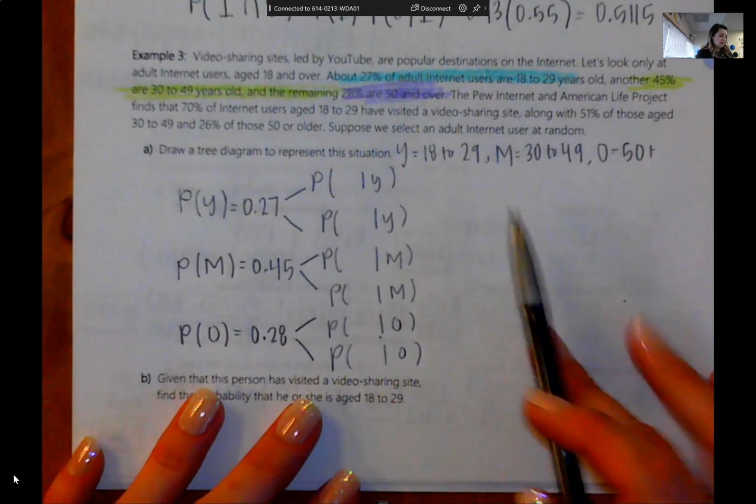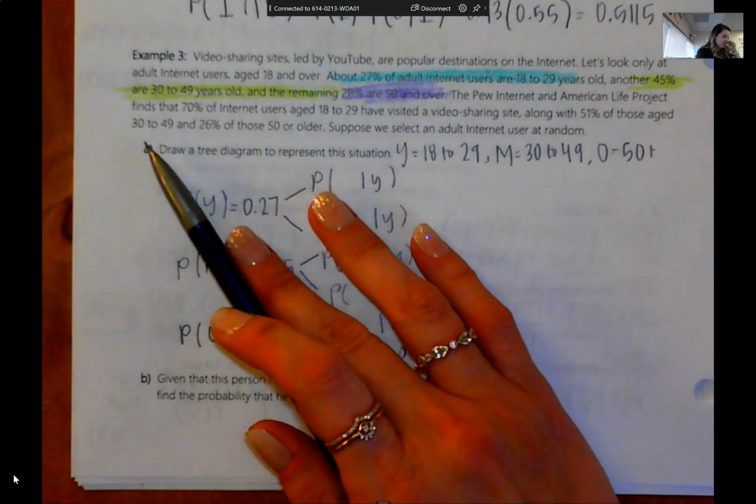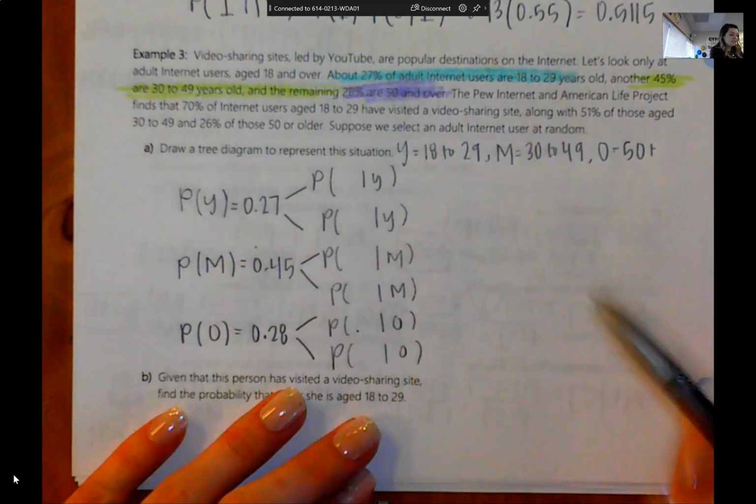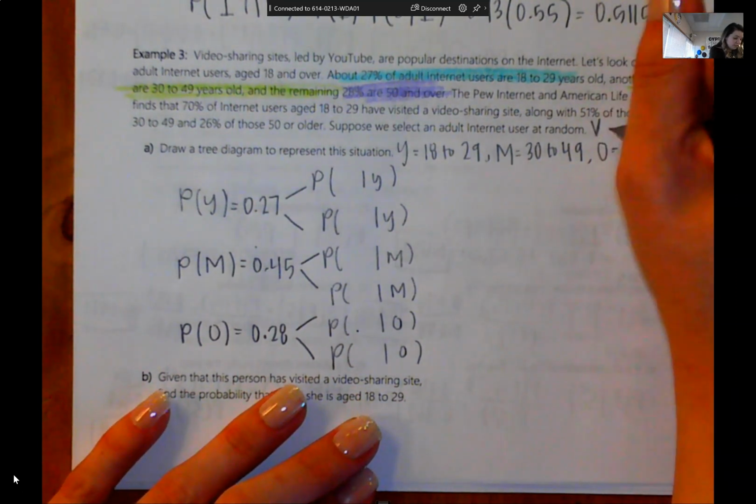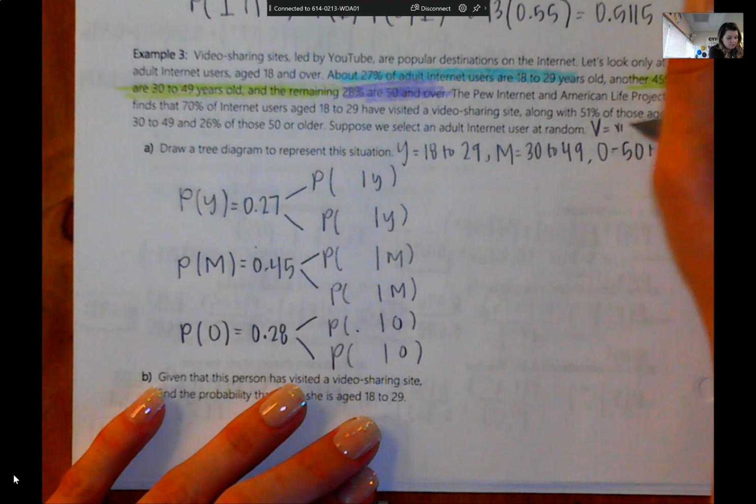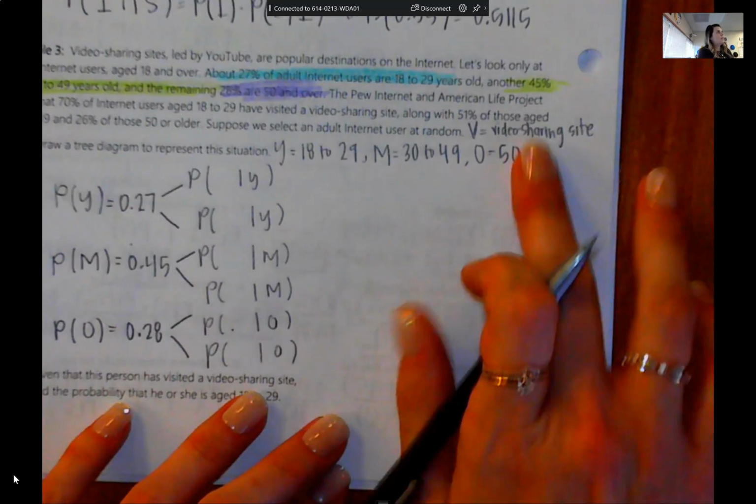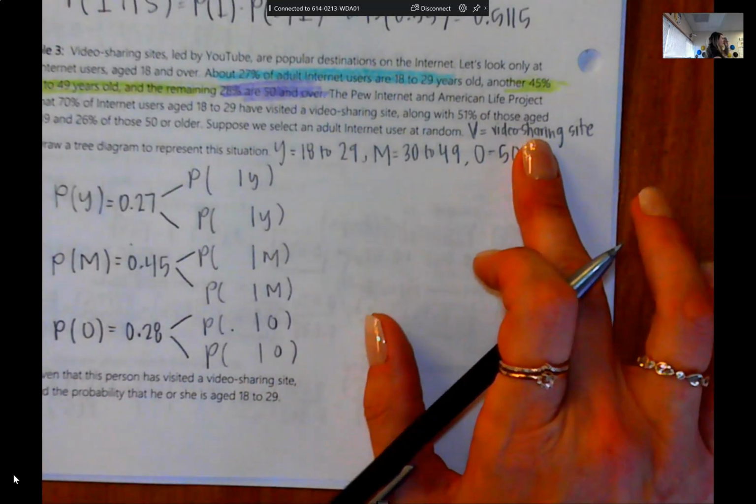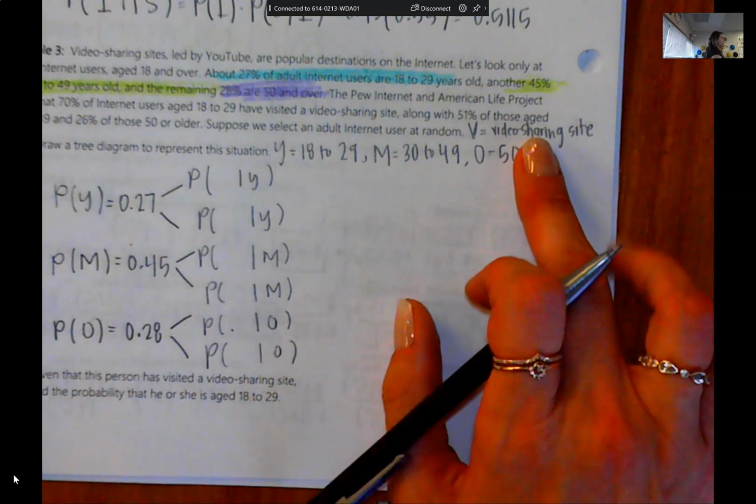Okay, up at the top, they're going to tell us about the users that go to a video sharing site. So I'm going to call V video sharing site, because it's important to define the letters that we use. So smashed up here, next to my Y, M, and O, I'm putting V for video sharing site.